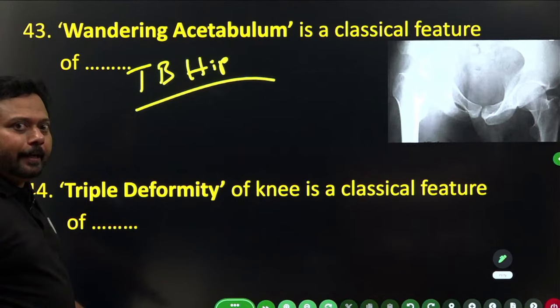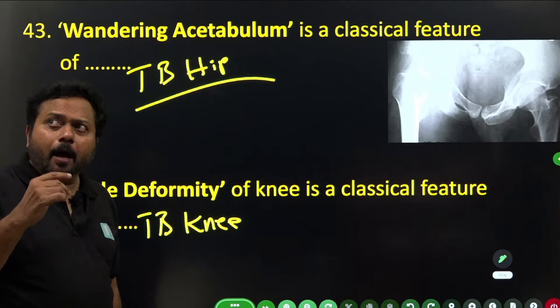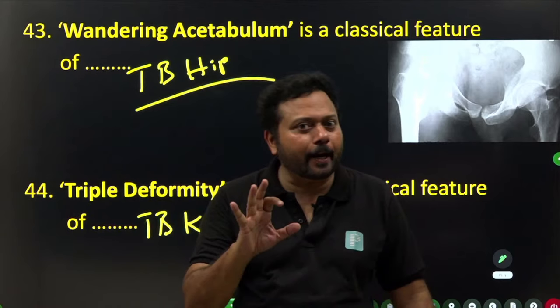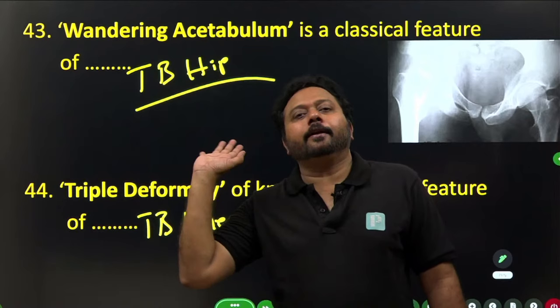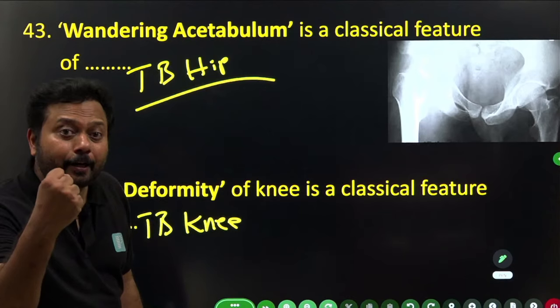Like that, triple deformity of knee is a classical feature of TB knee, tuberculosis knee. What are the three deformities that are happening? Tibia is dislocated posteriorly, shifted laterally, rotated externally. Posterior, lateral, external. Okay, so three things are happening. That's called triple deformity. This is because of tightening of the iliotibial band.